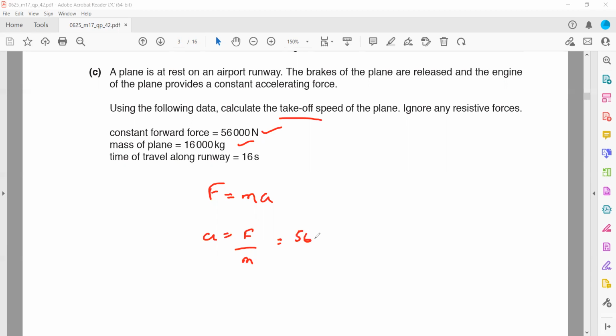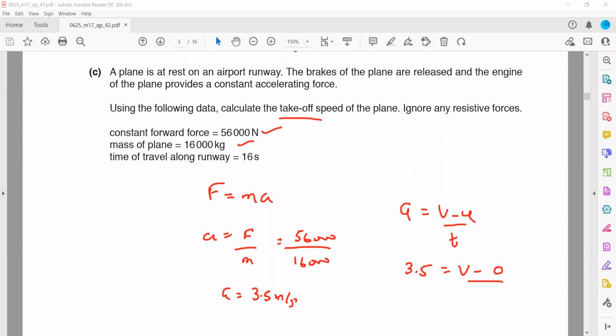So 56,000 divided by the mass, which is 16,000, will give us the acceleration of the plane, which is 3.5 meters per second squared. After getting the acceleration, we need the final speed. Acceleration is change in velocity divided by time. The plane starts from rest. So this is 3.5, and the final velocity we don't know.